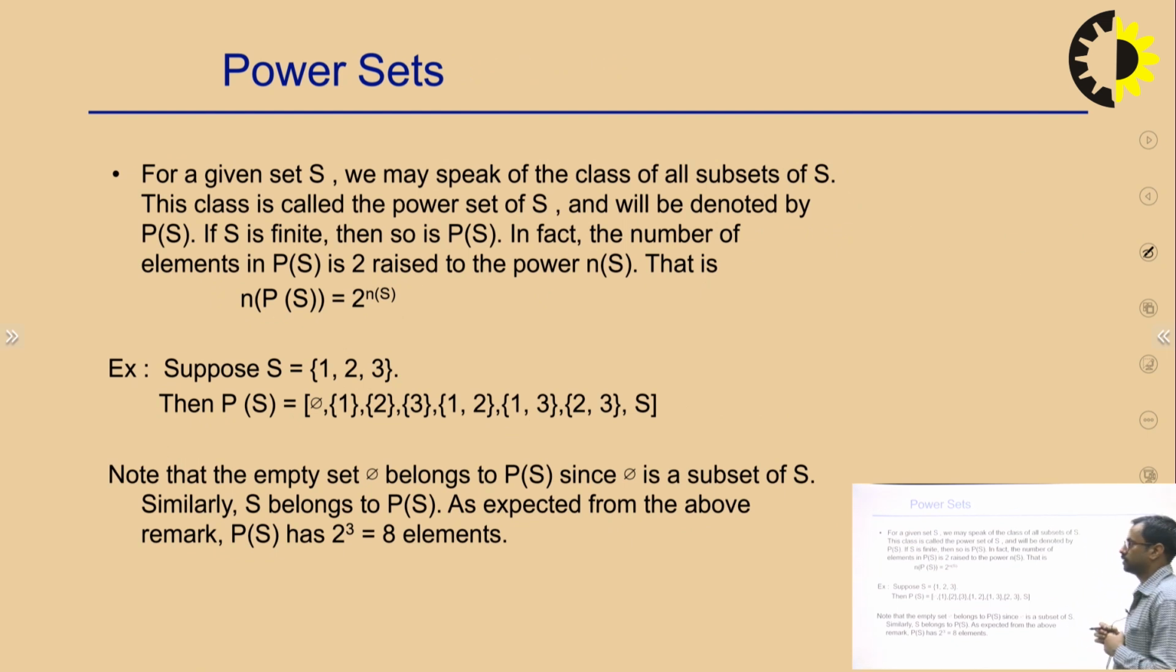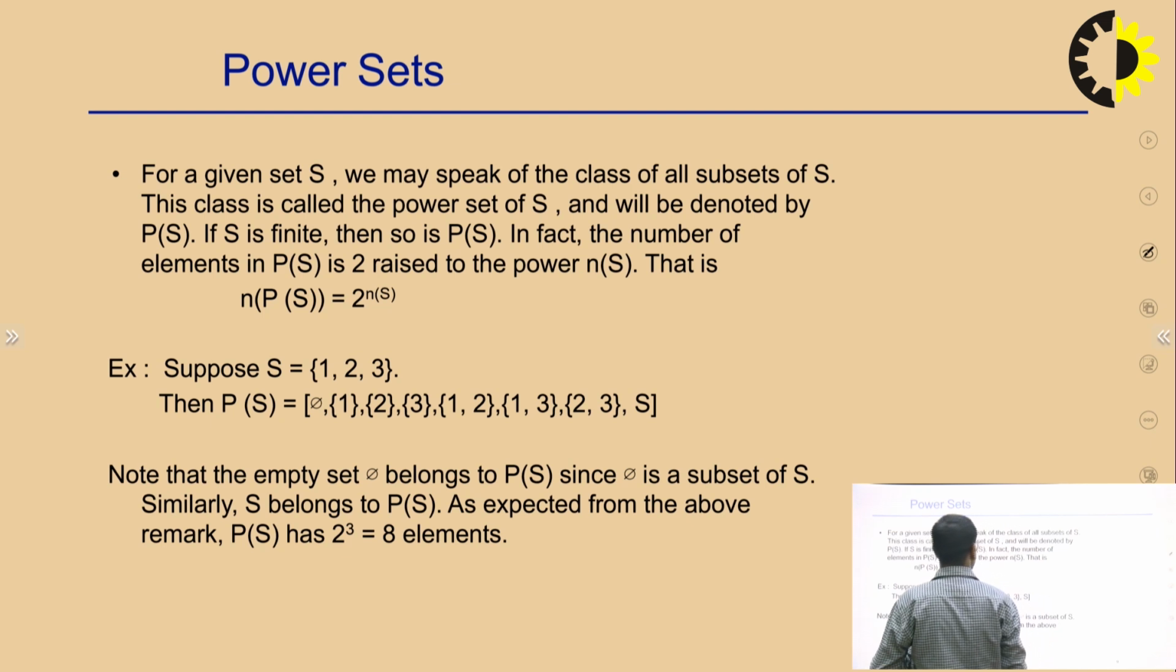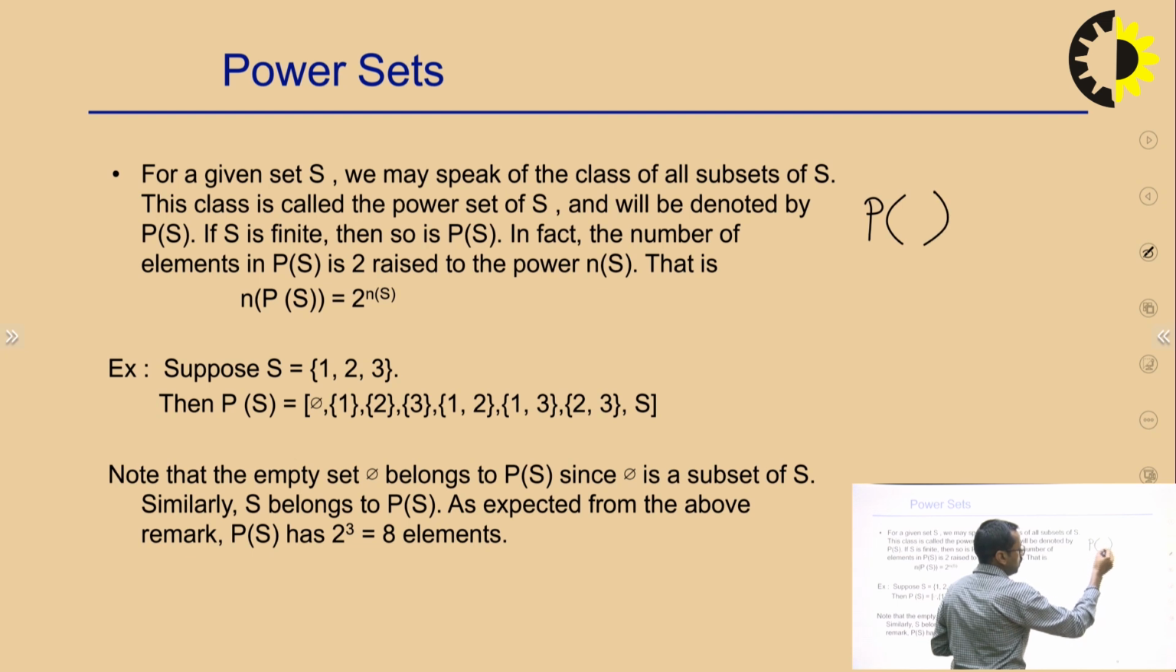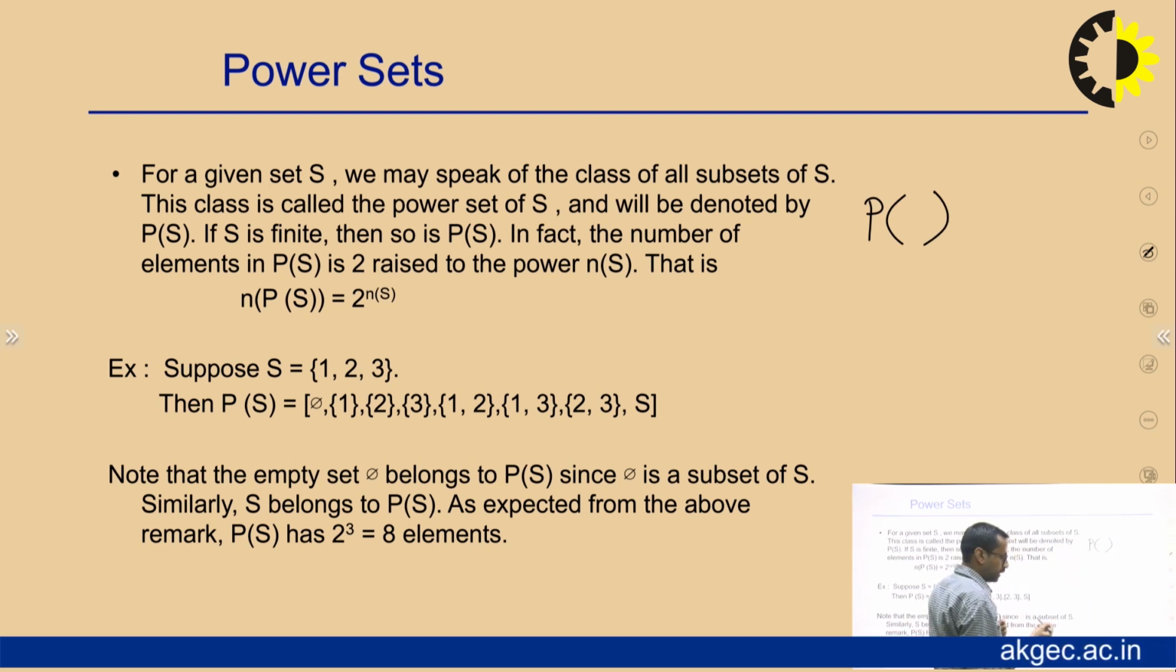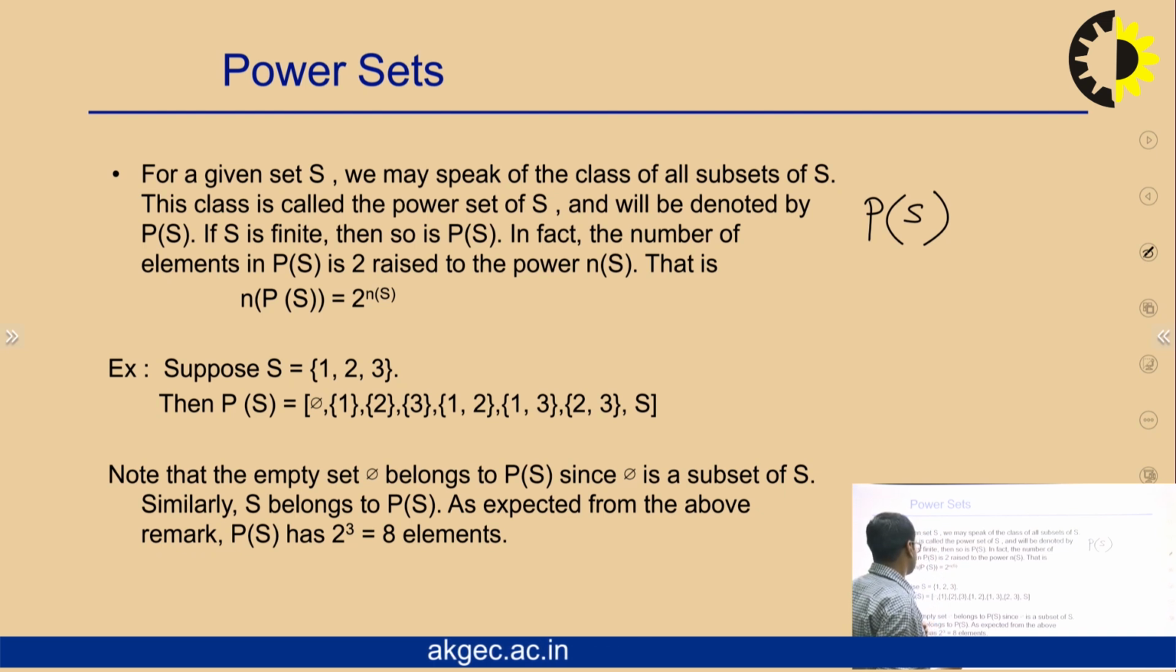Power set. For a given set S, we may speak of the class of all the subsets of S. This class is called the power set of S and will be denoted by P(S). The letter P is used for the power set. If there is a set whose name is S, then the power set is represented as P(S).